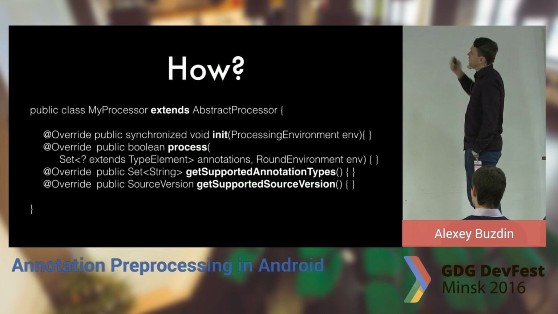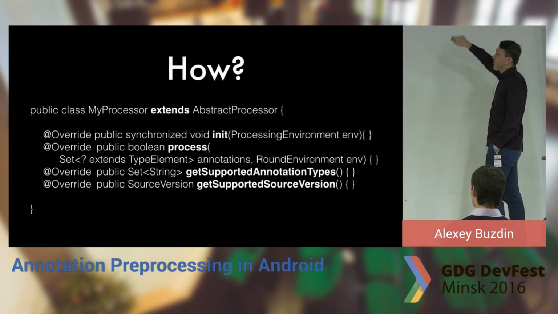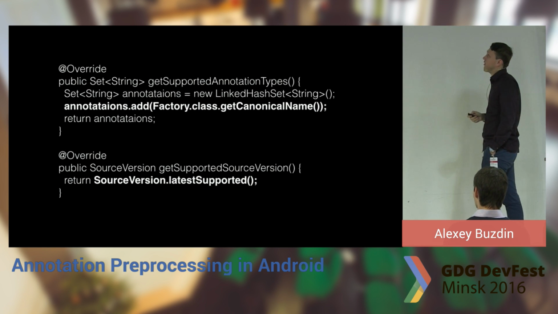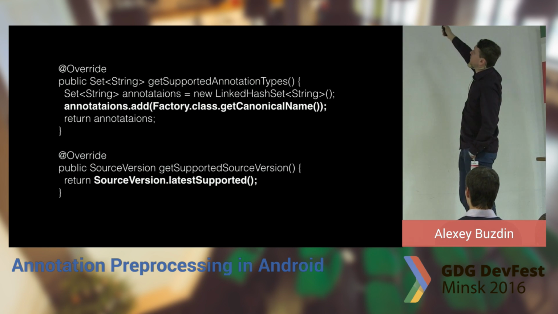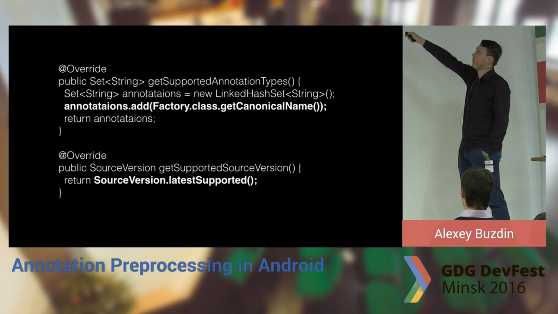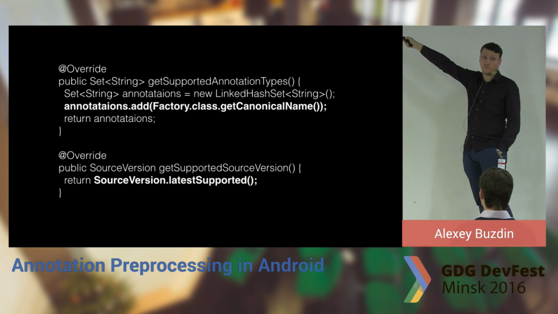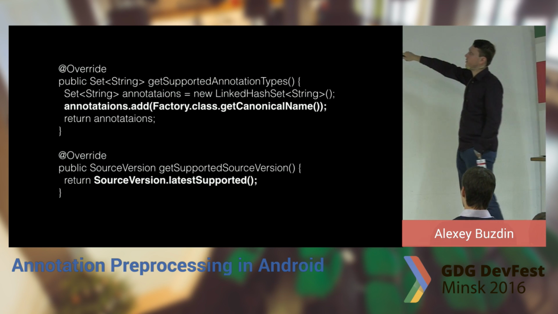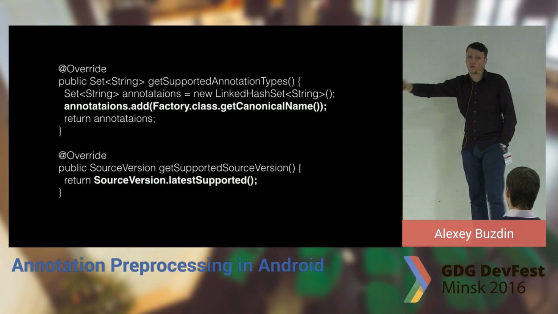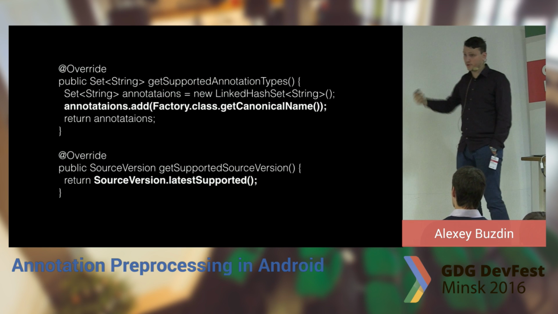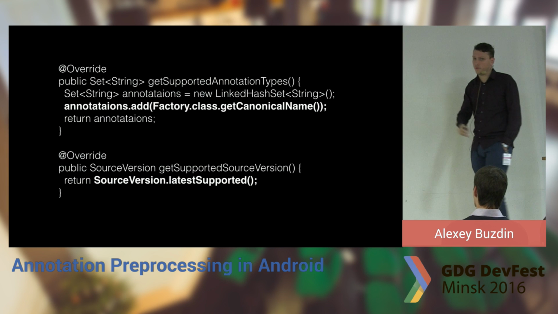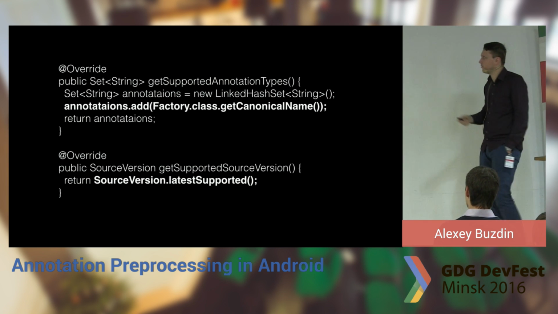So this is, to remind you, the processor class with 4 methods. Let's try to fill all those methods one by one. First, getSupportedAnnotationTypes. This is easy. We have our Factory annotation, we just pass it here. So right now, the annotation processor will try to find all classes with the Factory annotation in the classpath, and then process them. Second one, also easy, getSupportedSourceVersion. We just say latest supported, whatever, JDK 9, 10, I don't care.